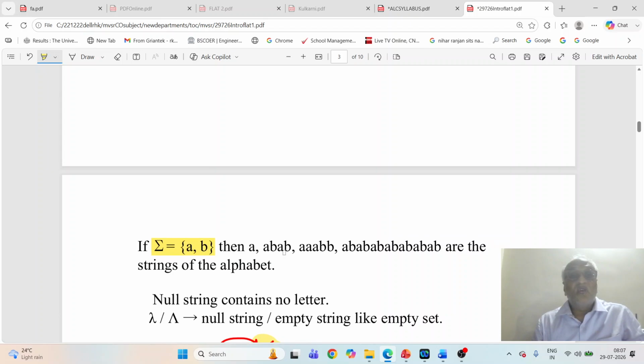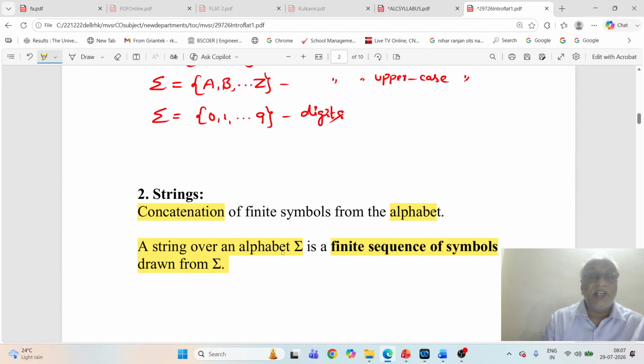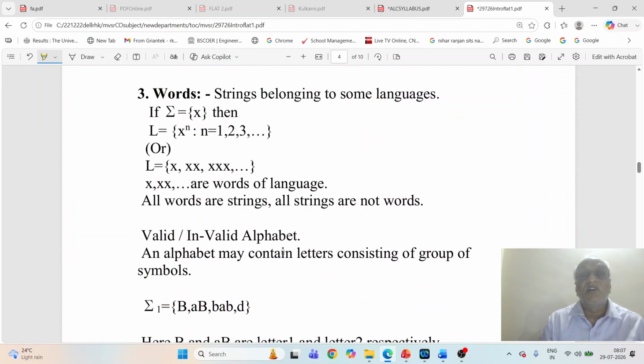So we understood the first one is alphabet, the second one is string. Now coming to the third one, words. What are words? Words are strings belonging to some language. Here sigma, the alphabet, consists of x. When I see x, xx, xxx, all these are words of a language. Let us repeat again: words are strings belonging to some language.